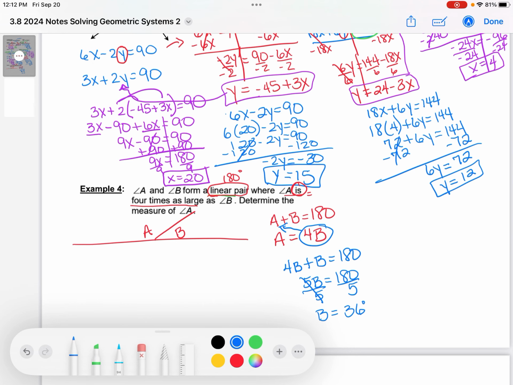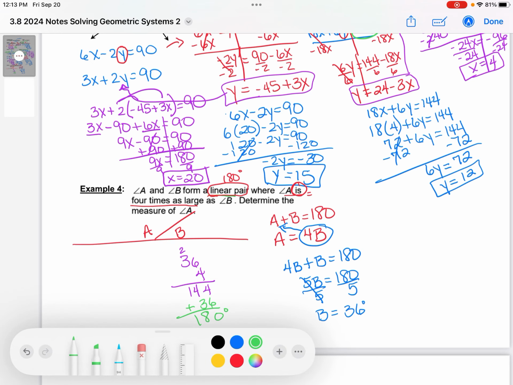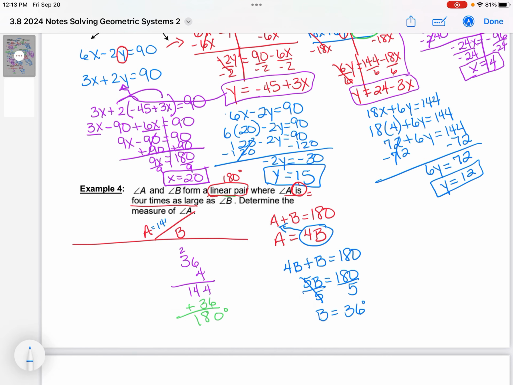Okay, so let's see if I multiply 36 times 4, what do I get? 144. So 144 and 36 make, does that make 180? It does. Okay, so A equals 144, B equals 36. They add up to 180, and we're done.